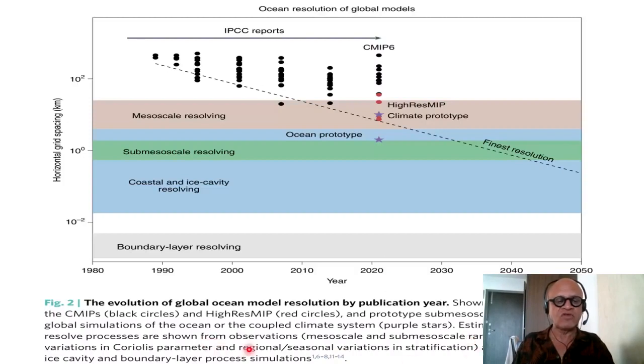Estimated ranges to resolve processes are shown from observations. So the mesoscale and sub-mesoscale ranges reflect latitudinal variations in the Coriolis parameter and regional seasonal variations in stratification. Also shown are studies of coastal, ice cavity, and boundary layer process simulations. These are the references from the paper. I hope you know what mesoscale and sub-mesoscale mean.